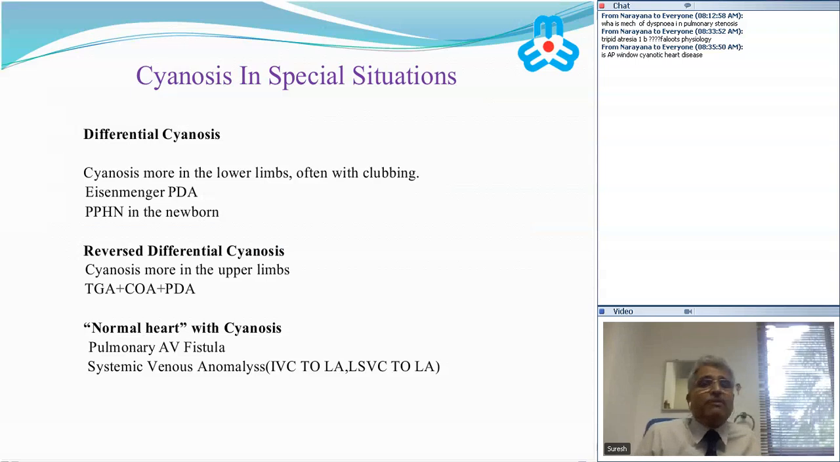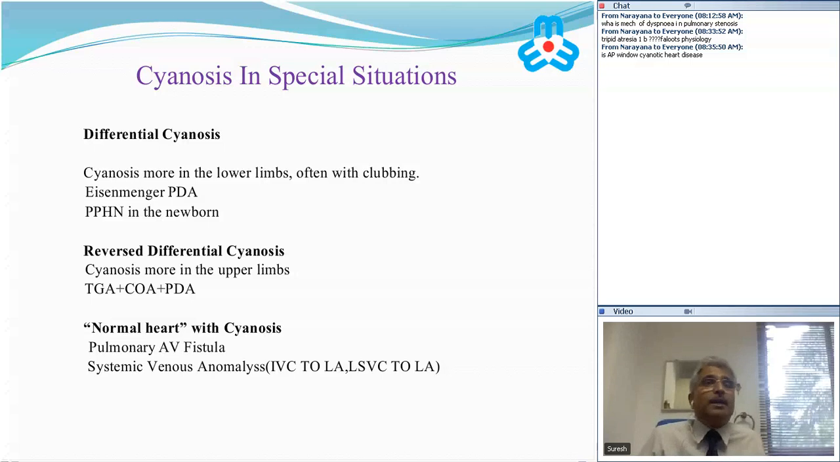It is also worthwhile recollecting cyanosis in certain special situations. We often use the word differential cyanosis. What is differential cyanosis? It is cyanosis more in the lower limbs and often associated with clubbing. It is classically a feature of Eisenmenger syndrome in PDA, and this happens because in PDA, when the pulmonary vascular resistance increases, the PDA starts shunting right to left so that the descending aorta is getting a blood of lower saturation, while the ascending aorta is getting a blood of higher saturation as it is coming from the left ventricle.